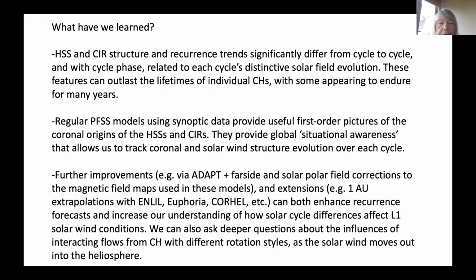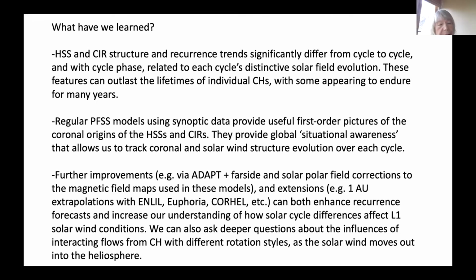So these models are great for providing a global view that allows us to track these coronal and solar wind structures. Of course, these are just all potential field source surface pictures that we've looked at. We haven't done the mapping out to 1 AU with ENLIL or EUHFORIA or CORHEL or any of the other models. And that would enhance our ability to understand the details of the structure in the ecliptic plane at 1 AU.